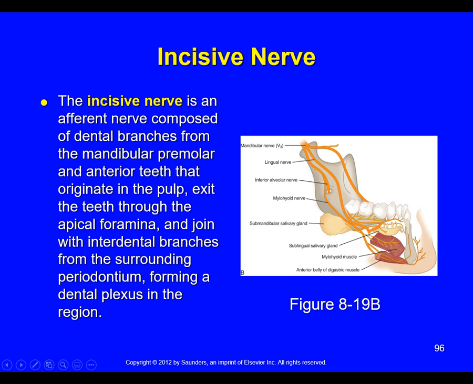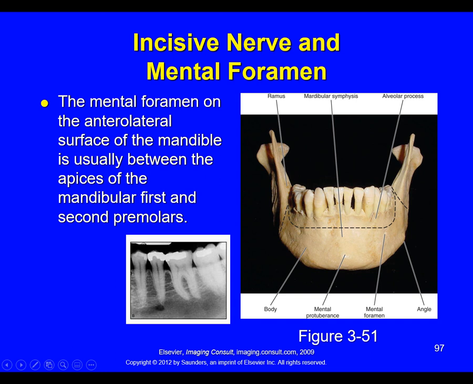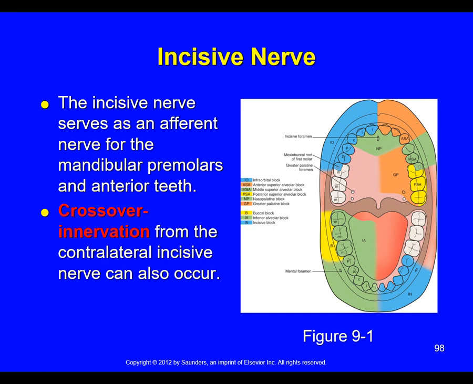So the incisive nerve is a sensory nerve composed of the dental branches from the mandibular premolar and anterior teeth that originate in the pulp, exit the teeth through the apical foramen, and join the interdental branches. So that incisive branch is the teeth and the tissue. We're numbing in the same place at the mental foramen, but we're massaging it in to get to the incisive portion or the terminal branch of the IA nerve.